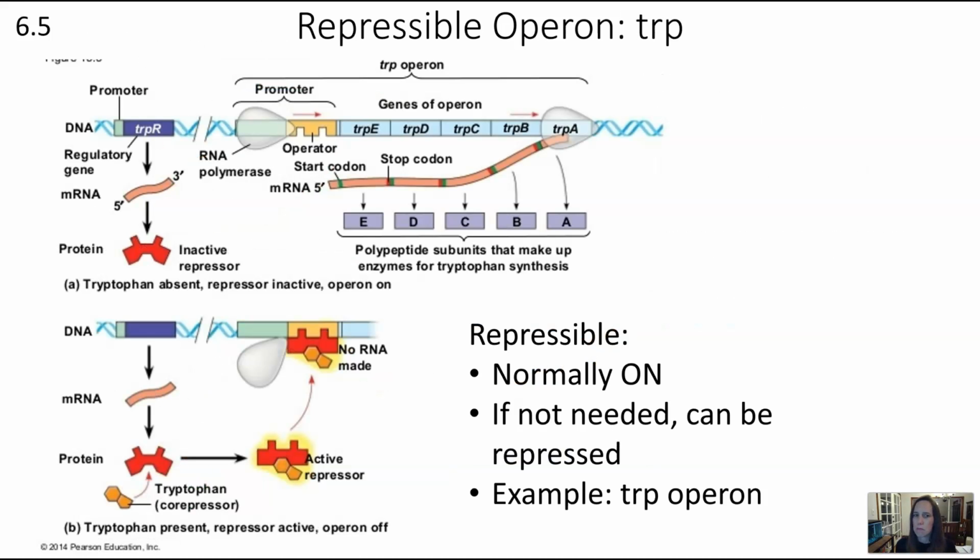The trp operon is the opposite. This is a repressible operon, which means the default position is that the genes are on. They're being transcribed. The default position is we make the enzymes to make more tryptophan. But if you have tryptophan, you want to be able to turn this off, so tryptophan will activate the repressor. If there's tryptophan in the system, you will stop the production of the enzymes that make more tryptophan. In both the lac and the trp, it's to save resources. You don't want to be making a product you don't need.